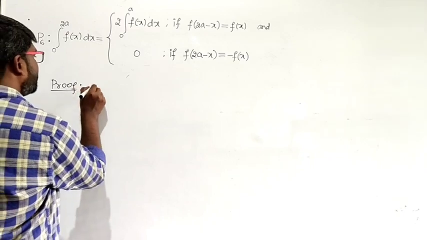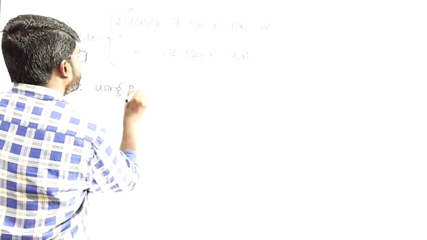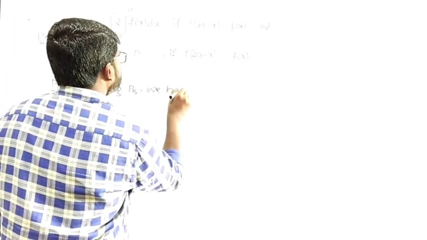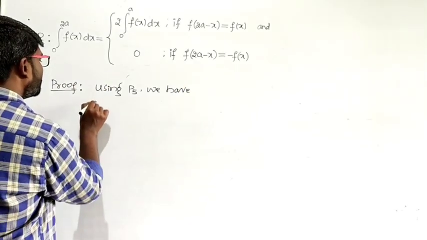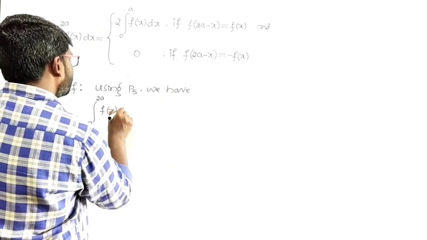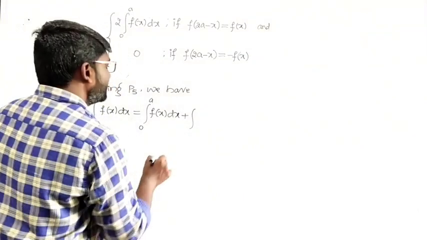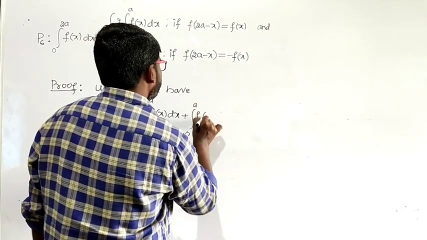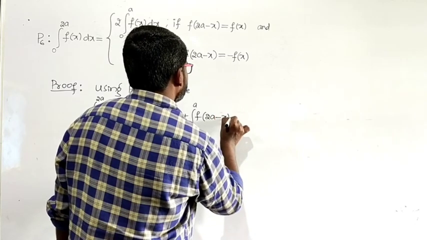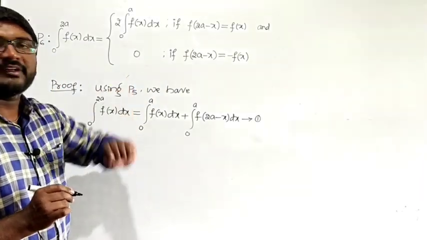So here, using the previous property, that is P5, we have the integral from 0 to 2a of f of x dx, which is equal to the integral from 0 to a of f of x dx plus the integral from 0 to a of f of 2a minus x dx. I call this equation number 1. So now consider the given condition.